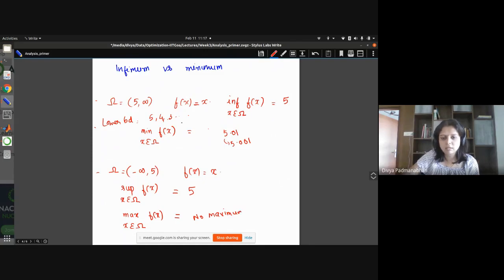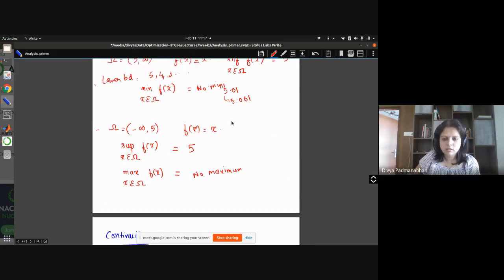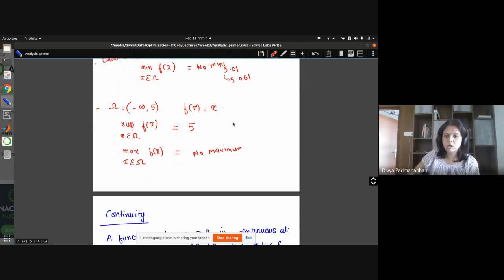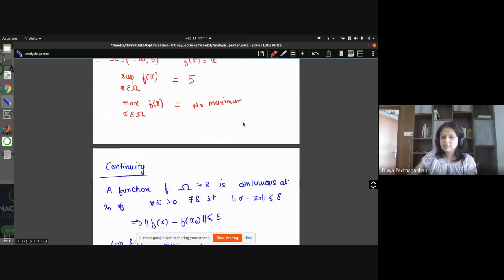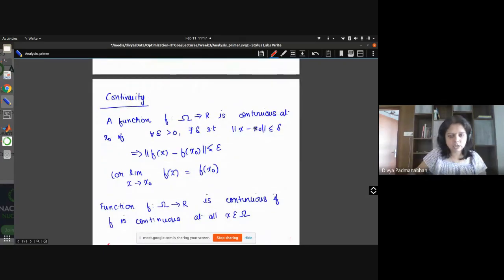So similarly here, there is no minimum. Okay, so this is some things about boundedness of functions. Now, as a last thing I wanted to do was continuity.